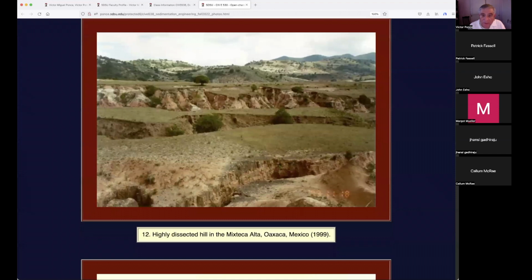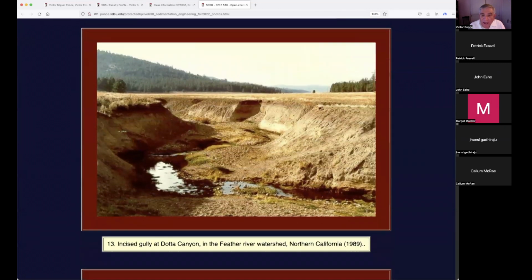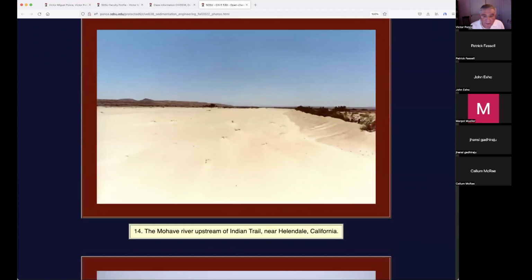Likewise in here, this is in the Mixteca Alta, also gullies. These are the famous or infamous gullies that we have talked about. Another gully, this is in Northern California. The people out there over the last 20, 25, 30 years have actually engaged in trying to manage and control these gullies. It's a difficult proposition, but it is being done. I can tell you, and we'll share some information on that later on. This is the Mojave River at a place where it breached its ford. This is interesting.